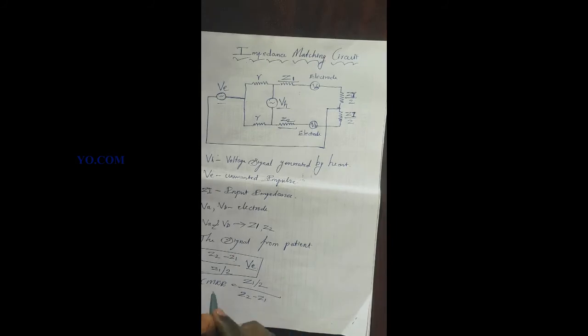Then the signal from the patient, the signal coming from the human body, is represented by this equation: Z2 minus Z1, the difference of these two impedances, divided by Zi divided by 2, into VE. VE is the error voltage or noise voltage, the noise signal coming from outside.